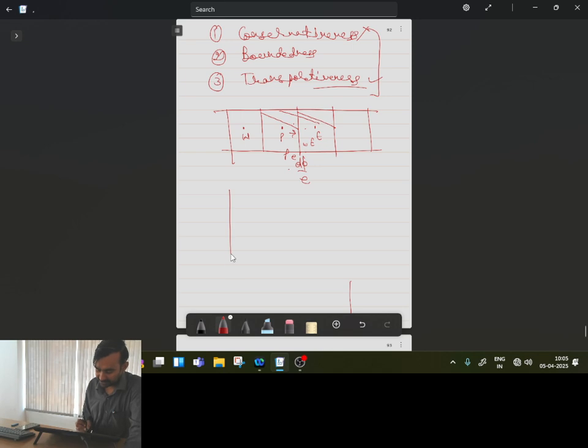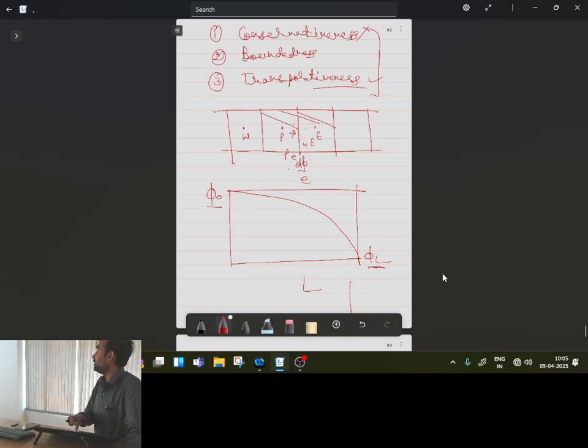Third property is boundedness. Boundedness is a very simple property: if this is phi naught, this is phi L, and this is the theoretical solution, then the solution should be in between the values of phi naught and phi L, unless any source term is used. Okay, it should not oscillate and go beyond the bounds of phi naught and phi L. So that type of property is called boundedness.